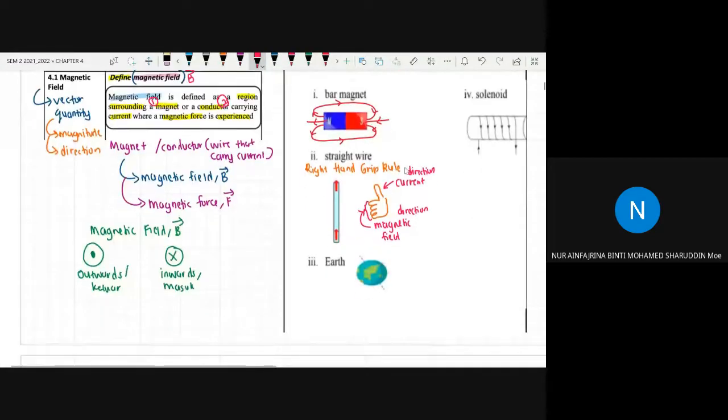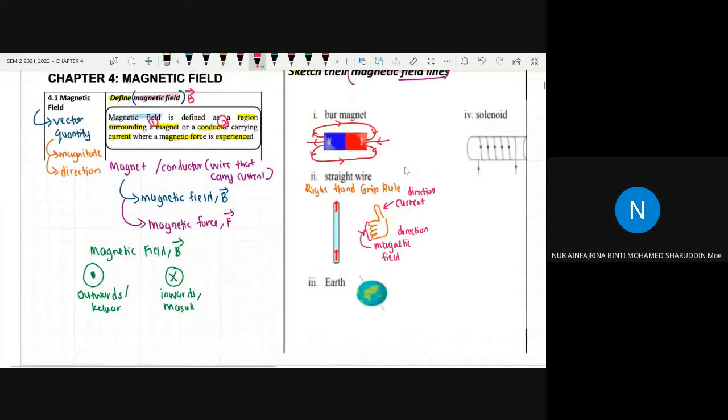So now what I want you all to do, semua orang tolong guna your right hand grip rule and determine magnetic field masuk kat mana dan keluar dekat mana. Okay, semua orang try buat ya. So current upward and then kita tahu dia keluar dekat mana dan dia akan masuk dekat mana. So dia keluar dekat sini and dia masuk di sini. So your magnetic field akan keluar dekat sini dan masuk di sini.